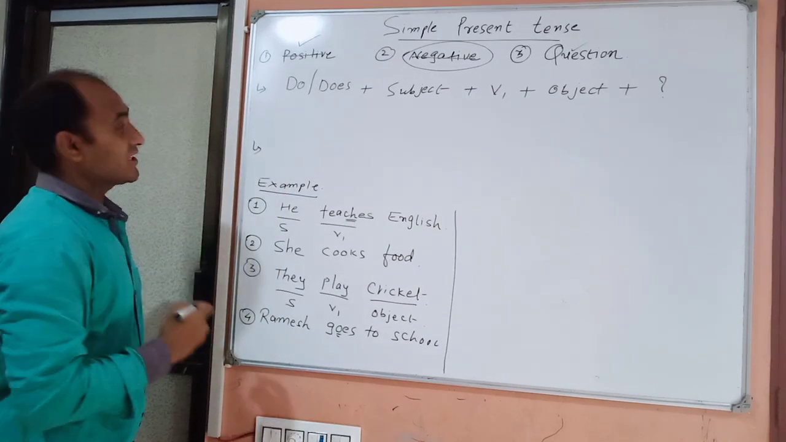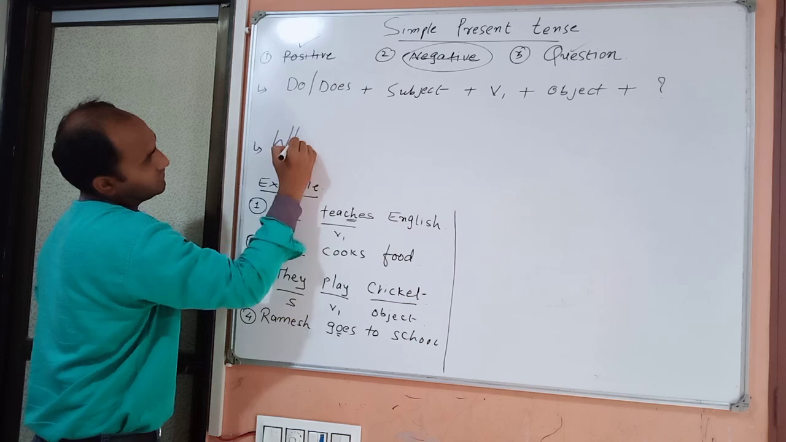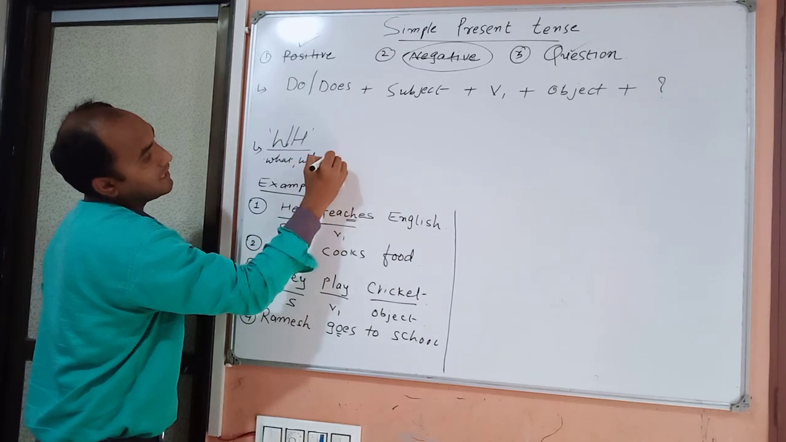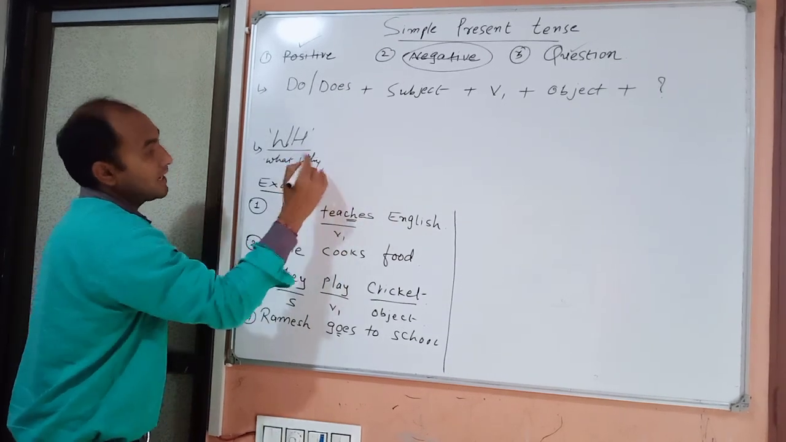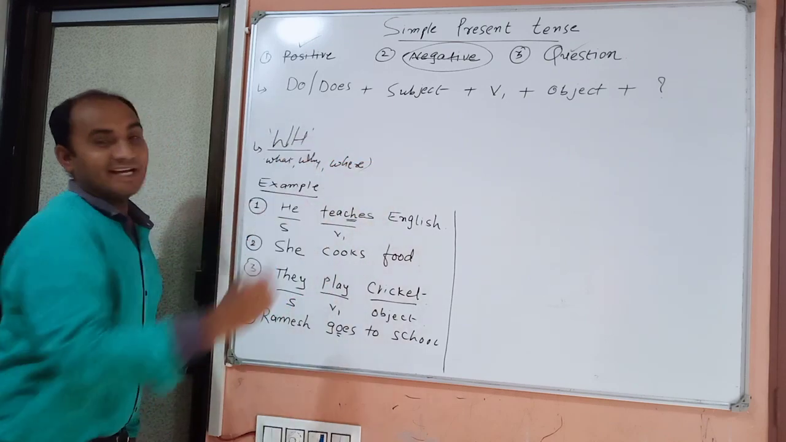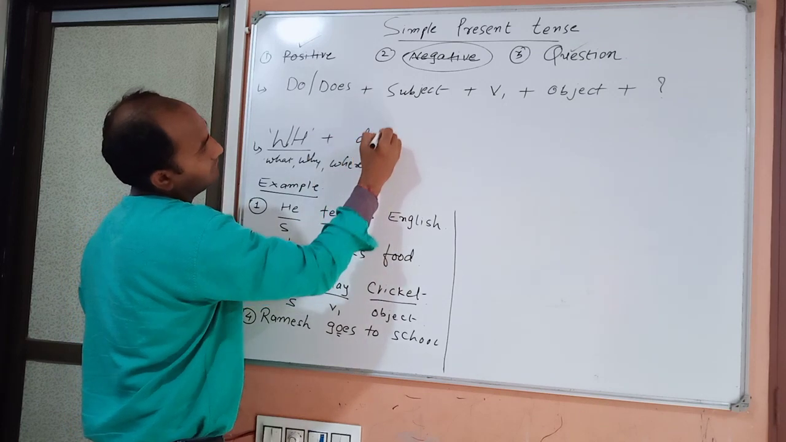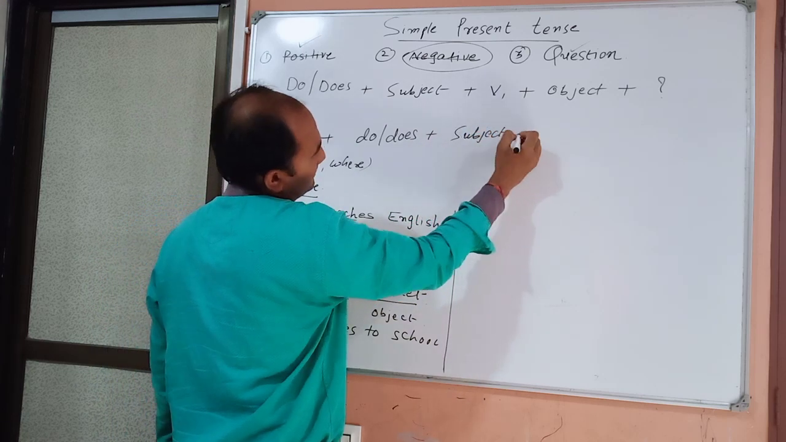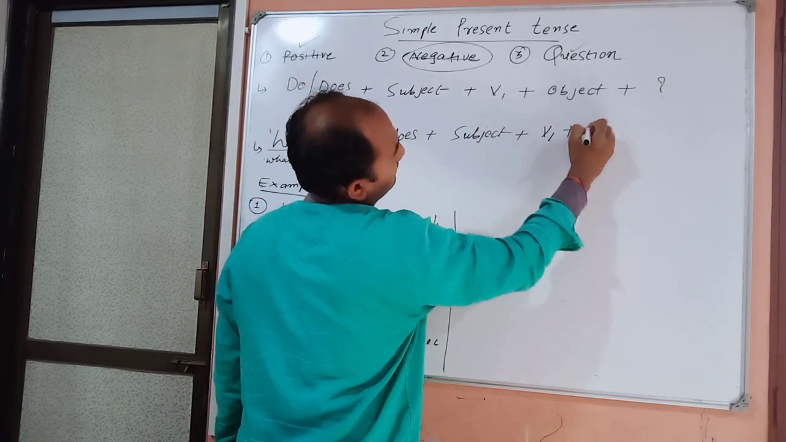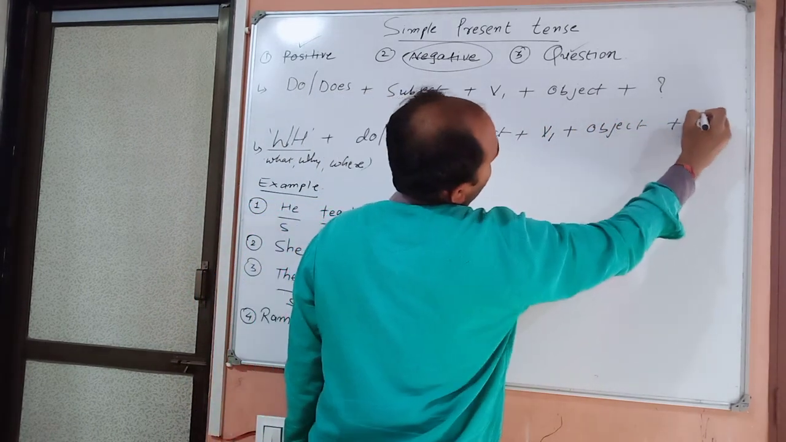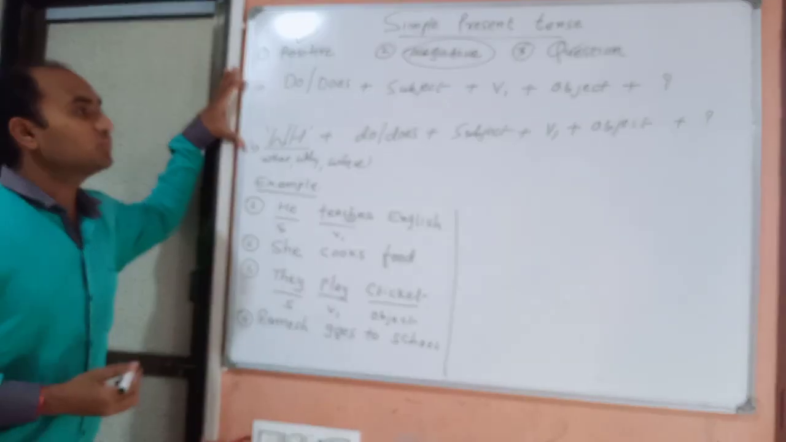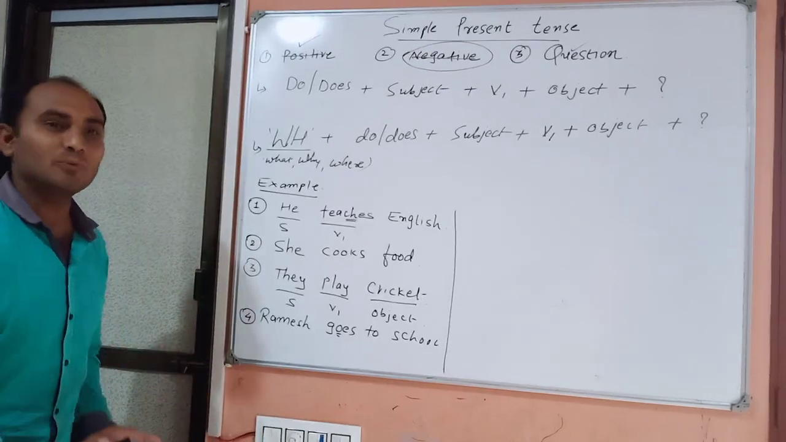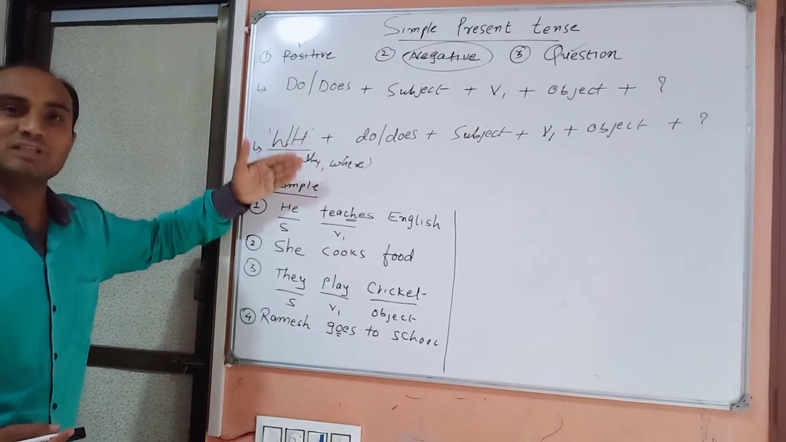And second structure, WH, that means what, why, who, where, etc. Then do, does plus subject plus V1 plus object plus question mark. With the help of two structures, here positive examples are given. Through this example, we will convert into this according to this structure.